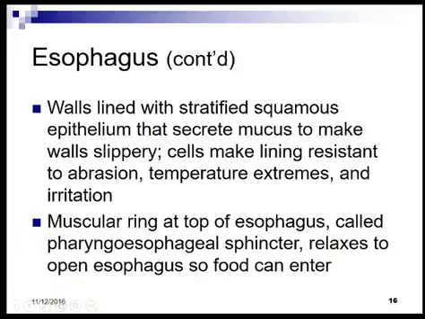The esophagus walls are lined with stratified squamous epithelium that secrete mucus to make walls slippery. Cells make the lining resistant to abrasion and temperature extremes and irritation. Generally, we know if we drink something way too hot, we can still feel that. There is a muscular ring at the top of the esophagus called the pharyngoesophageal sphincter. It relaxes to open up the esophagus so food can enter.